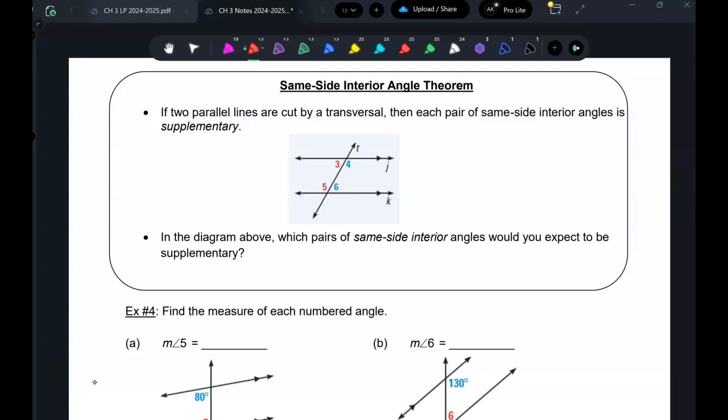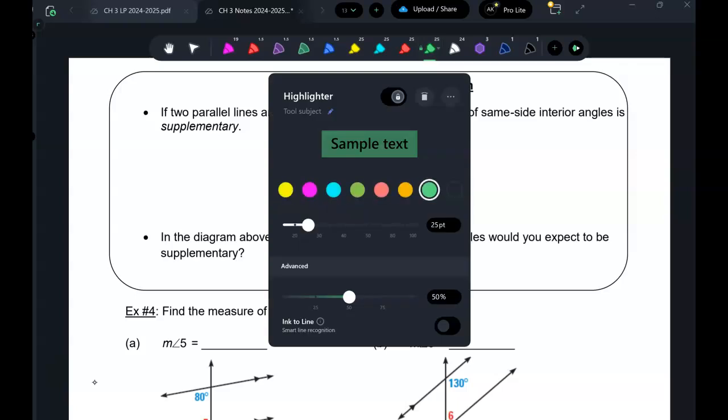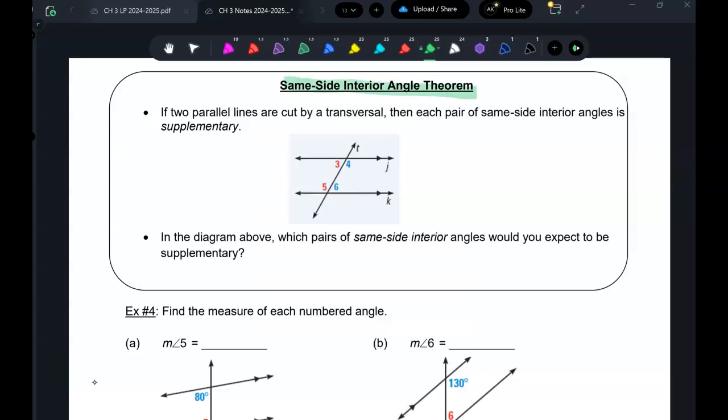Okay, same side interior angles are not congruent. Instead, they are supplementary. So this is the only one that is different. So same side interior angles are supplementary.